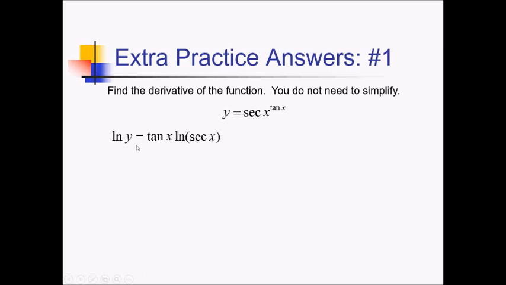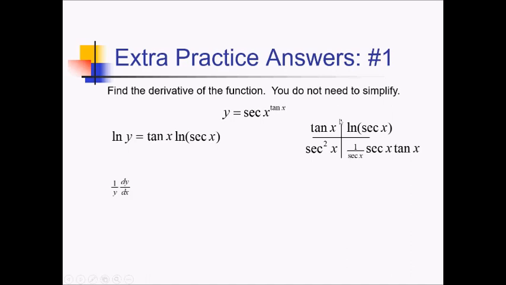Next, I have to implicitly differentiate. So that's going to give me 1 over y dy over dx on the left side, because y is being treated as an inner function, so we have to use the chain rule here. On the right side, we have a product rule with tan of x and ln of secant of x. So the derivative of tan of x is secant squared of x. And the derivative of ln of secant of x is 1 over secant of x times the derivative of secant, which is secant tan.